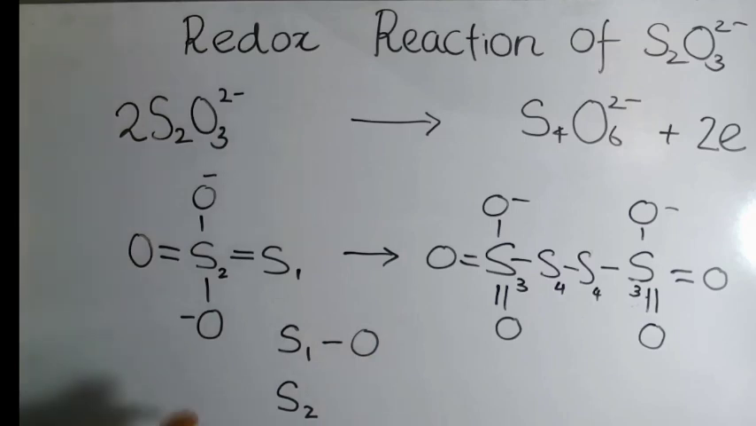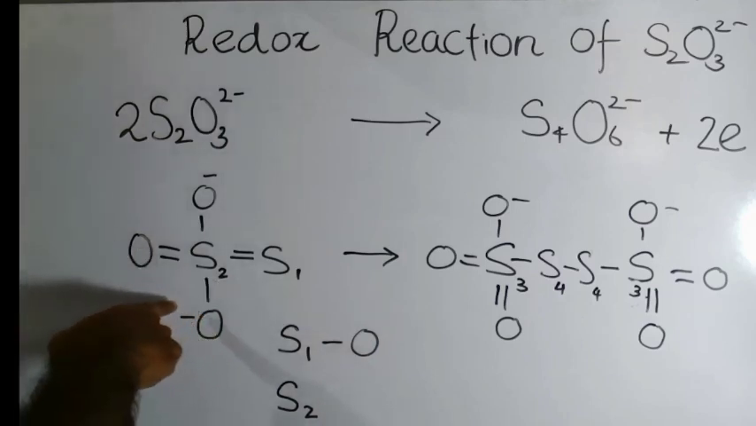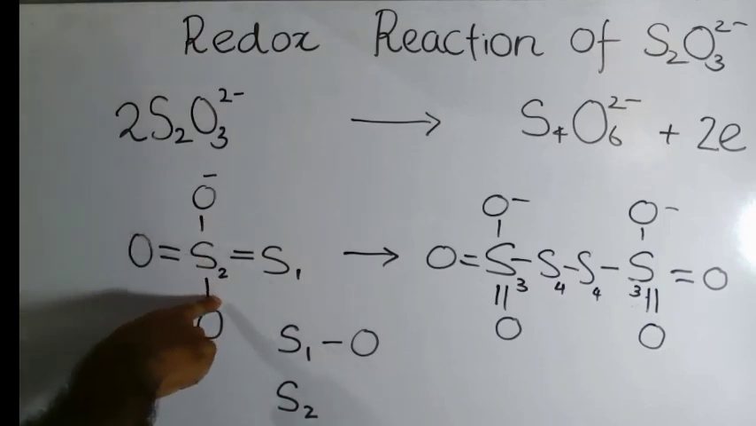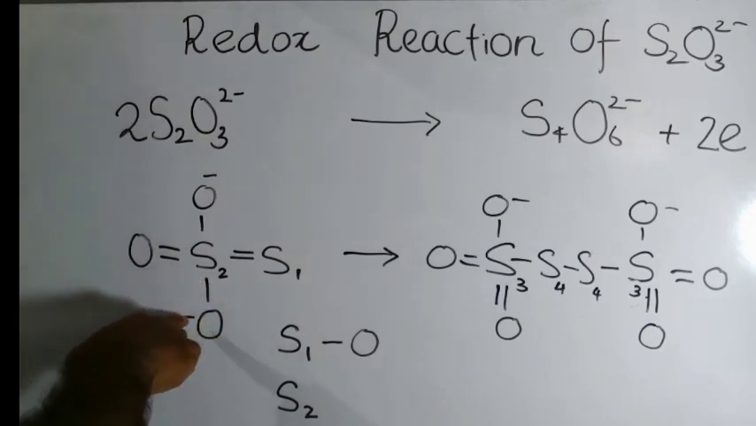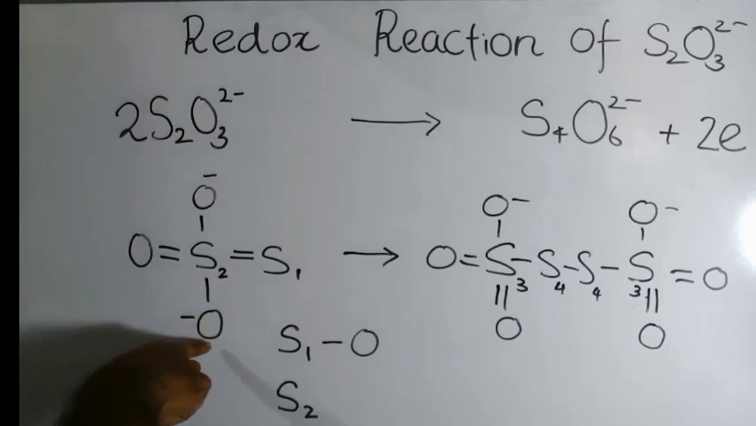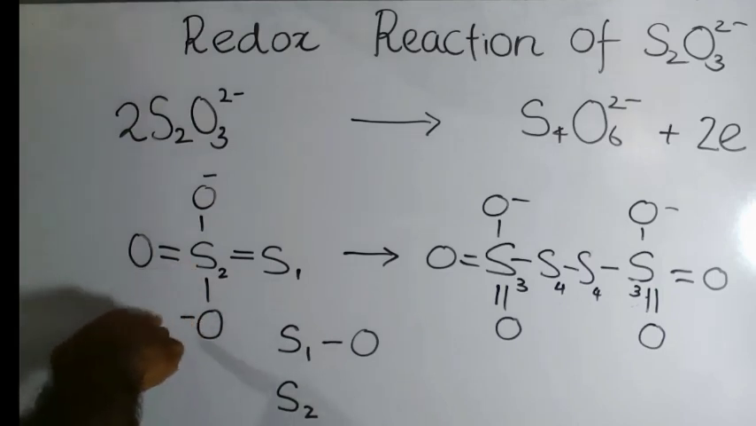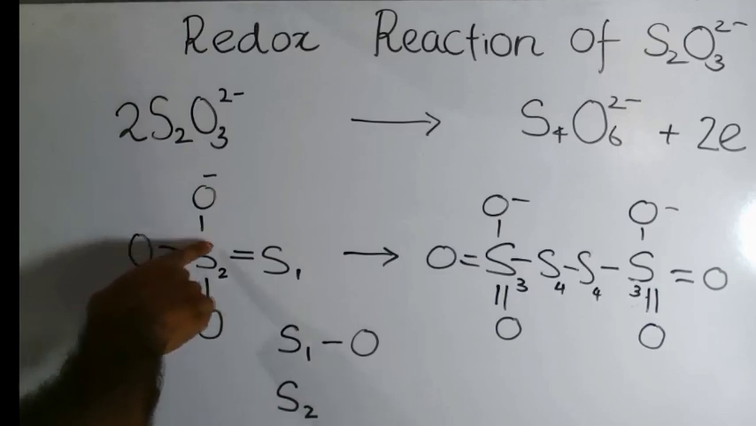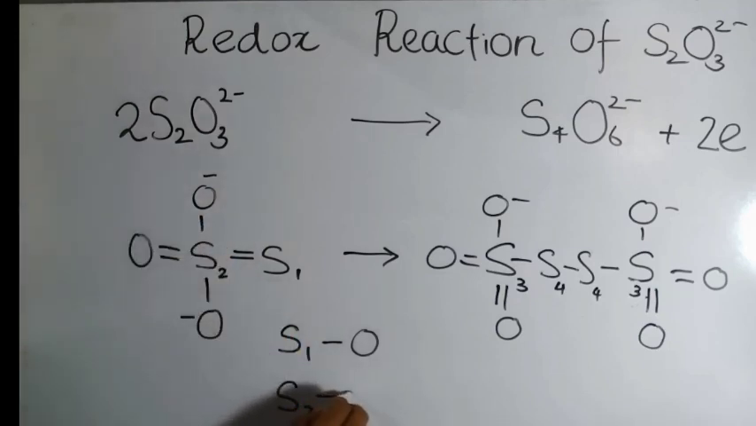So when we go to sulfur atom number 2, double bond, single bond, and again single bond. Each single bond will give a positive charge for sulfur because this is oxygen. It is more electronegative than sulfur atom. Double bond will provide 2 positive charges. So altogether +4.